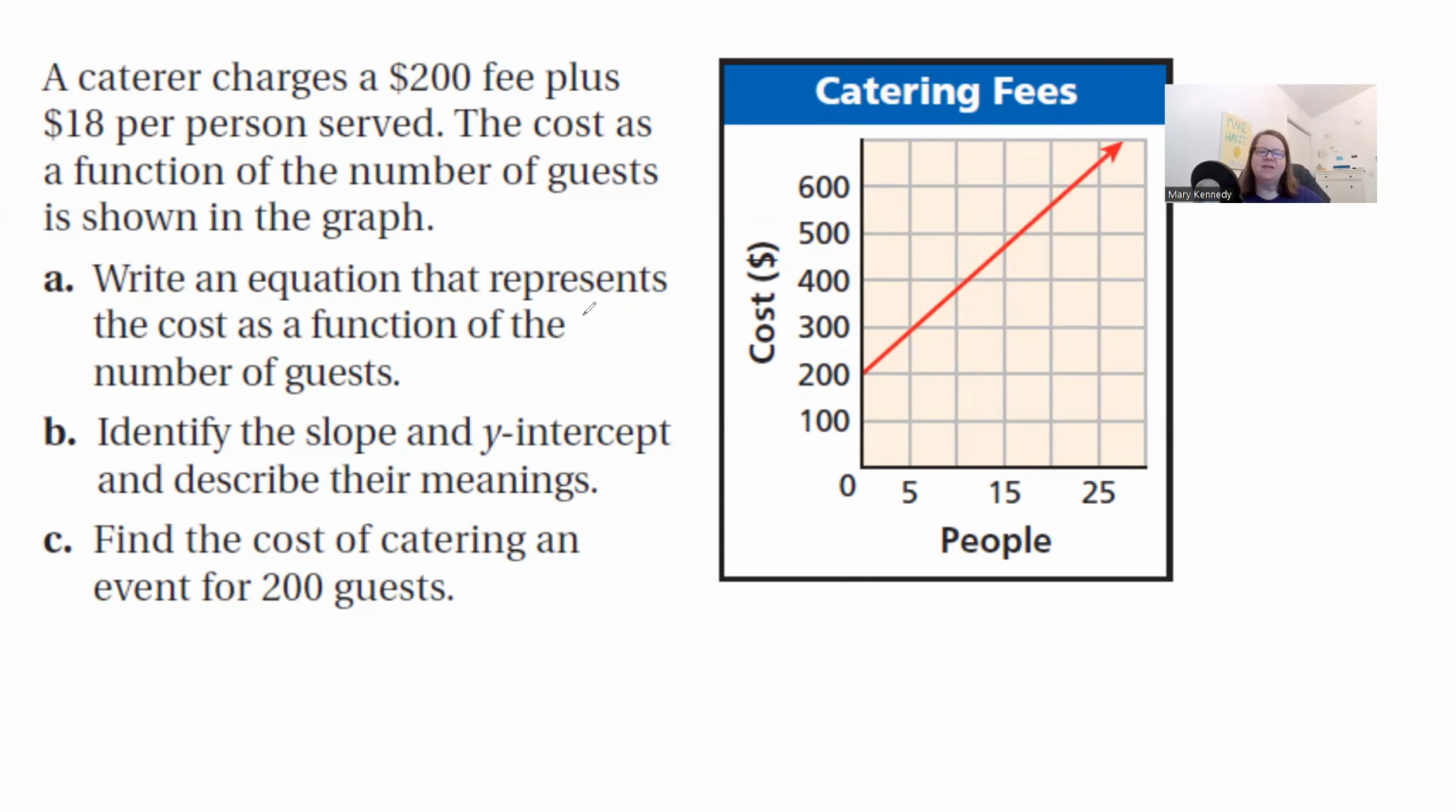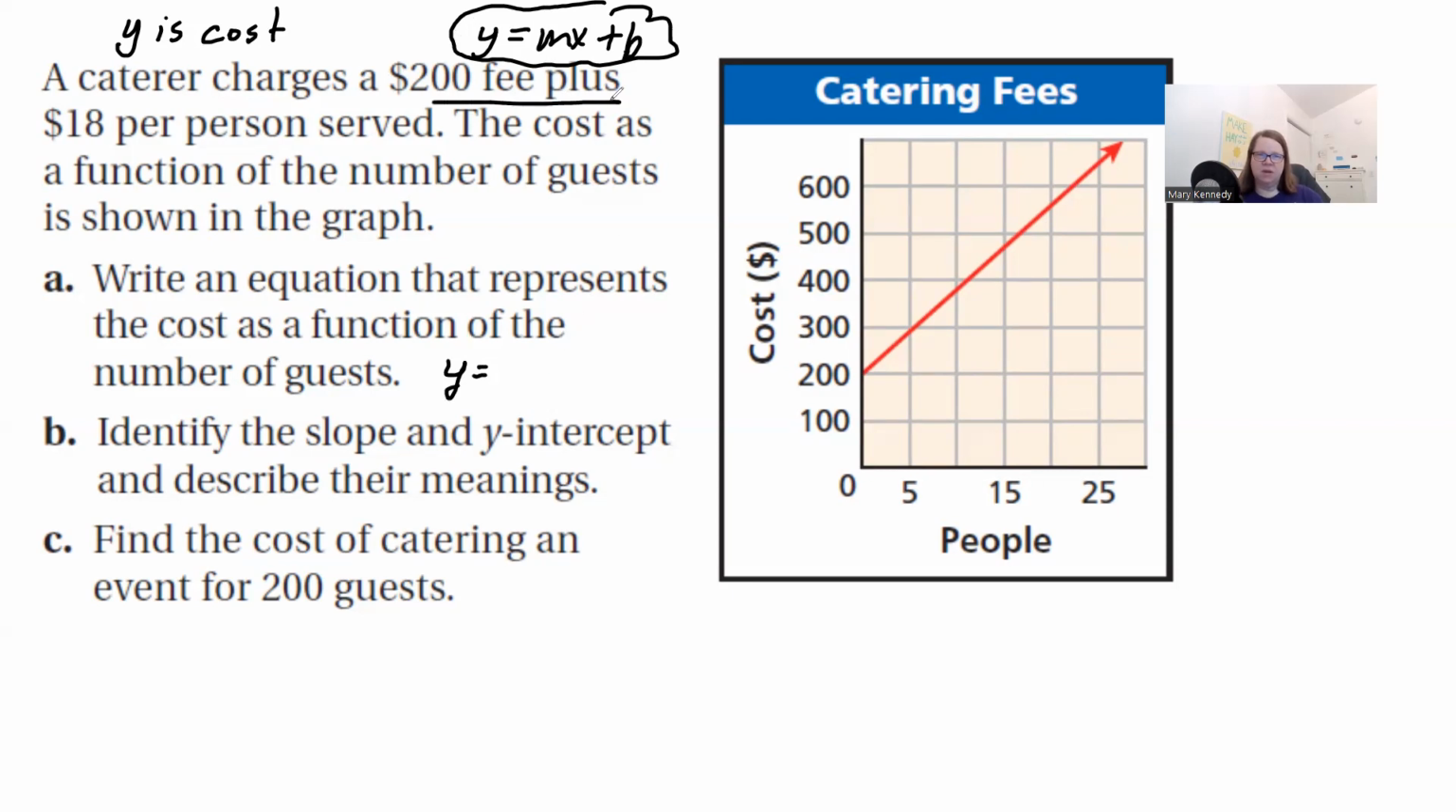Okay, so an equation that represents the cost as a function of the number of guests. We're almost always going to use y equals mx plus b as our format for these. That is a b. And remember that y is the cost. That's going to be your total, right? That's going to be your amount here. And so cost is a function of the number of guests.